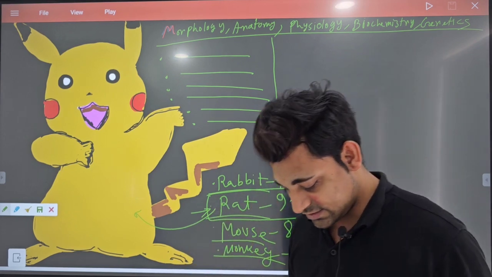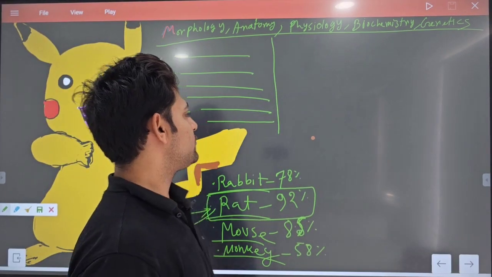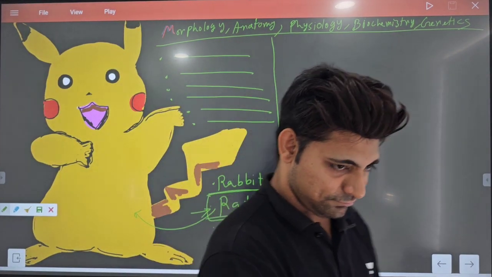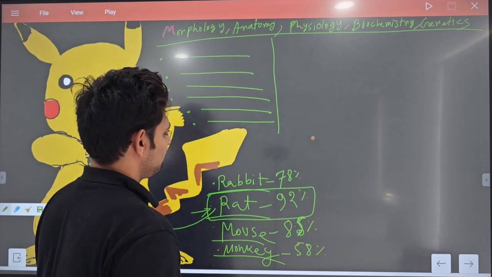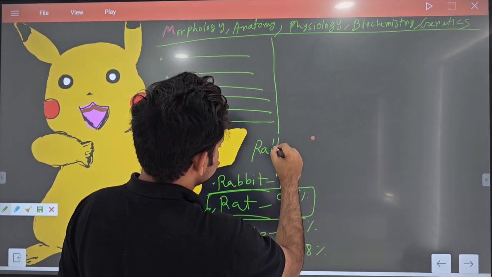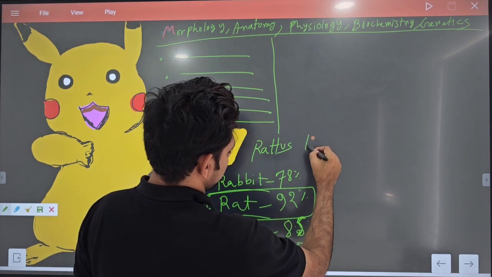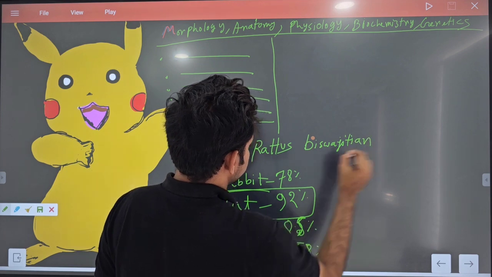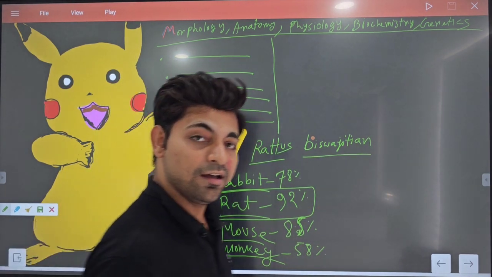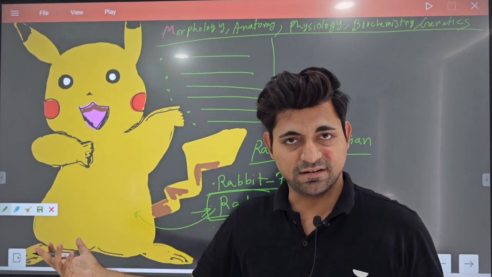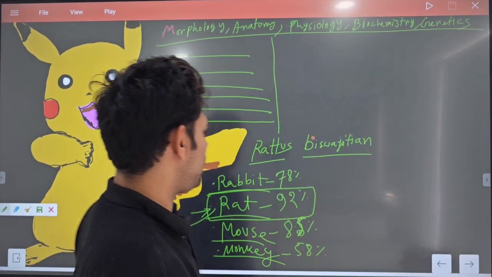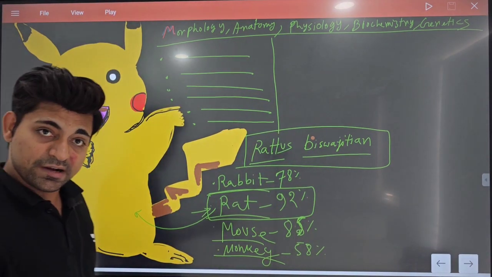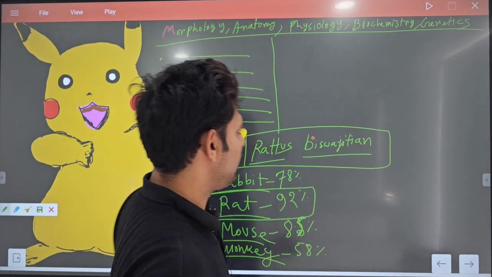Now suppose you will give a name. Suppose I am the scientist. I will give this name Ratus Biswajitian. According to my name, I have named this species Ratus Biswajitian. So this is called nomenclature. And after that, we will put them into a particular, perfect classification scheme. Now you have to write.